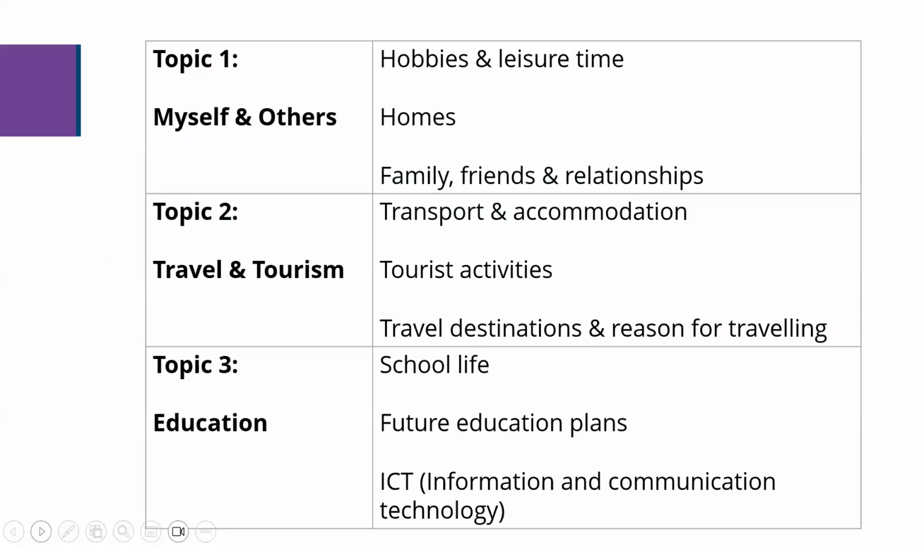So we have 5 topics. Let's have a look at topics 1, 2, and 3. Each topic has a broad definition, if you like, in terms of a broad title. So topic 1 is myself and others. Topic 2 is travel and tourism, and topic 3 is education. And each of those topics splits down, as you see there. So topic 1, myself and others, splits down into hobbies and leisure time, homes, family, friends and relationships. Topic 2 is travel and tourism, and that's transport and accommodation, tourist activities, travel destinations, and reasons for traveling. And topic 3 splits down into education, as you can see there, school life, future plans, etc.